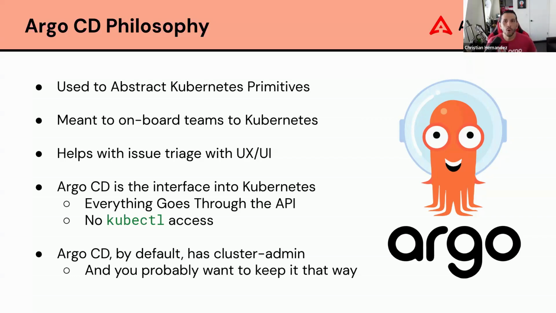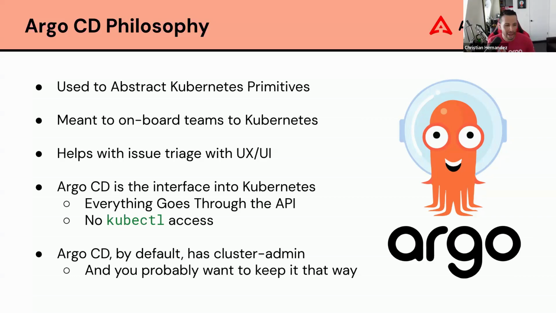And so with that, what it was meant to do is to be the interface into Kubernetes, right? Philosophically, it is meant to be the interface with Kubernetes. So everything goes through the API, and we're going to go over at a high level what the API is used for in Argo CD. And the idea is you don't have kubectl access.